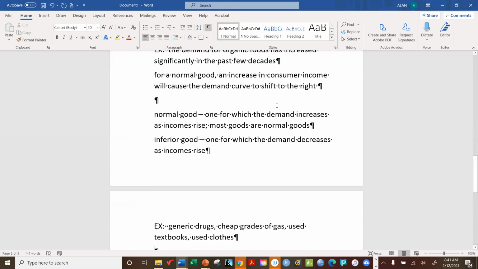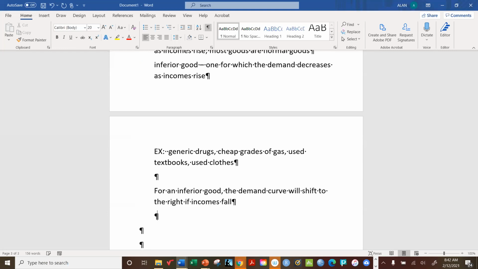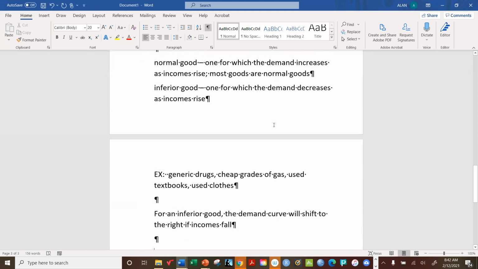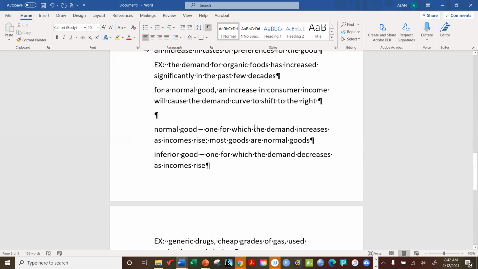On the other hand, if this is an inferior good, let's add that as a second possibility, the demand curve will shift to the right if incomes fall. So in other words, if the economy is in recession, you're going to see more and more people buying used products or generic drugs because, of course, they're worried that they can't afford to do any better, especially if they're worried about their jobs. So for a normal good, the demand curve shifts to the right if we have higher incomes. For an inferior good, it's just the opposite.